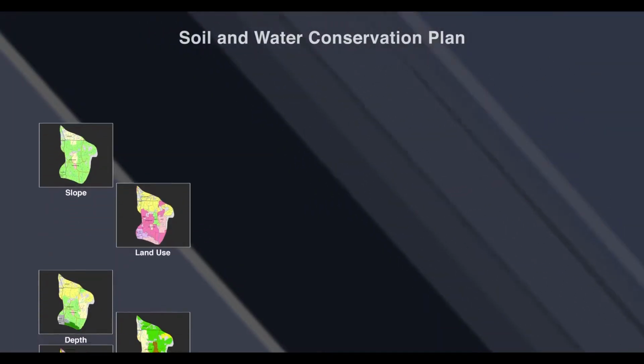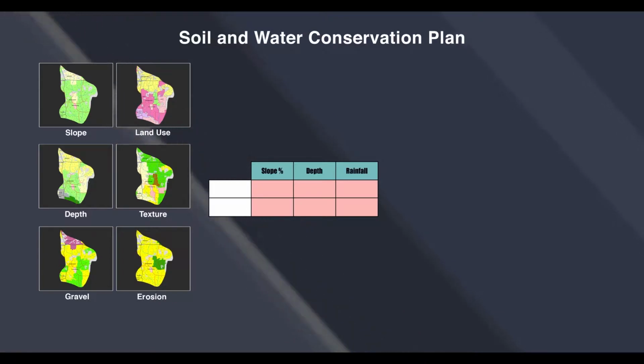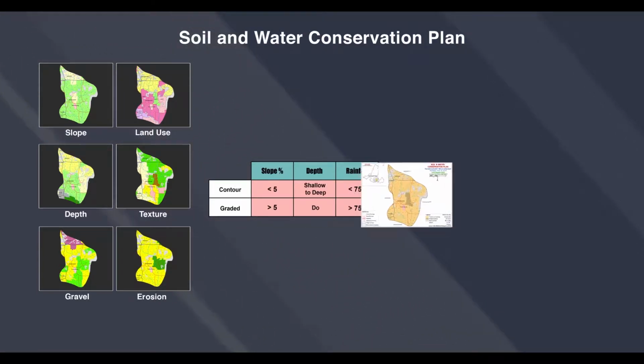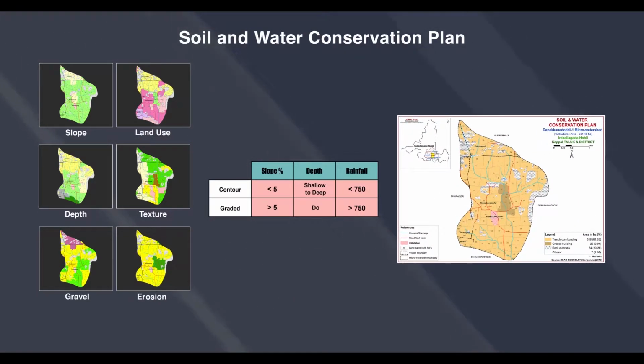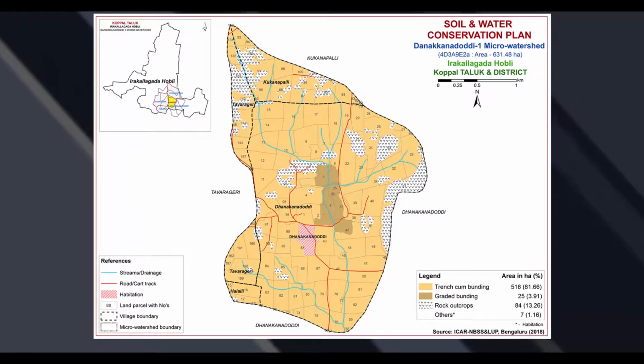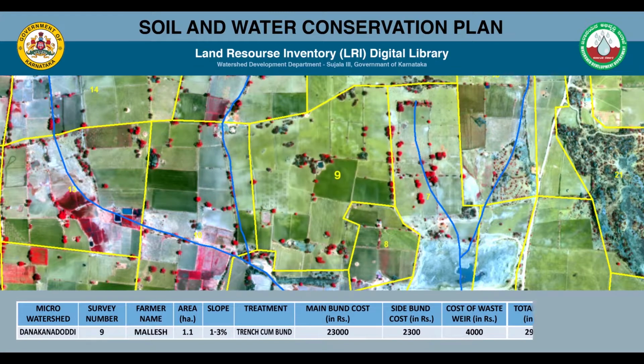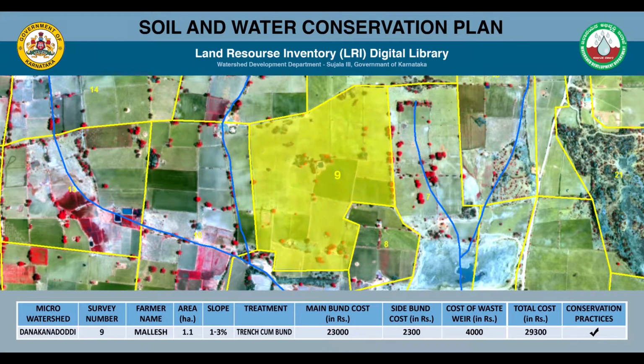The DSS on soil and water conservation planning is developed by integrating soil, site, land use and rainfall characteristics with criteria for deciding the type of conservation structures. This helps to identify the type of conservation structures needed, their design and cost estimate for both arable and non-arable lands.